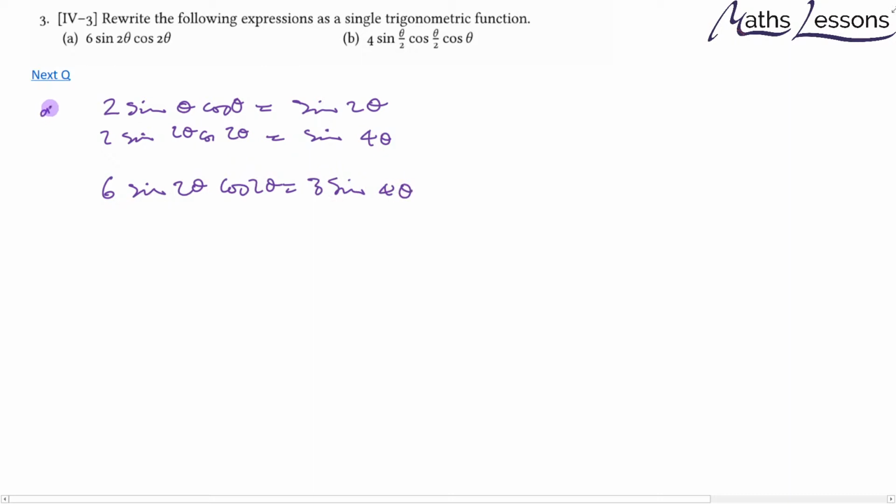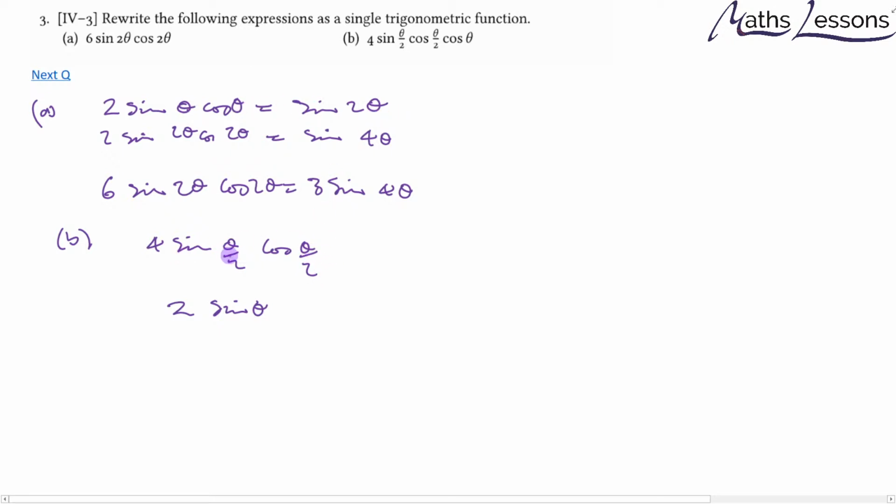Now for part B, we're going to do double angle formulae twice. We're going to do a little bit on the sine theta cos theta. So we can rewrite 4 sine theta over 2 cos theta over 2. Now if we're doubling these to go from theta over 2 to theta, this is going to be the same as 2 sine theta, because we've doubled that to get that, doubled that to get that.